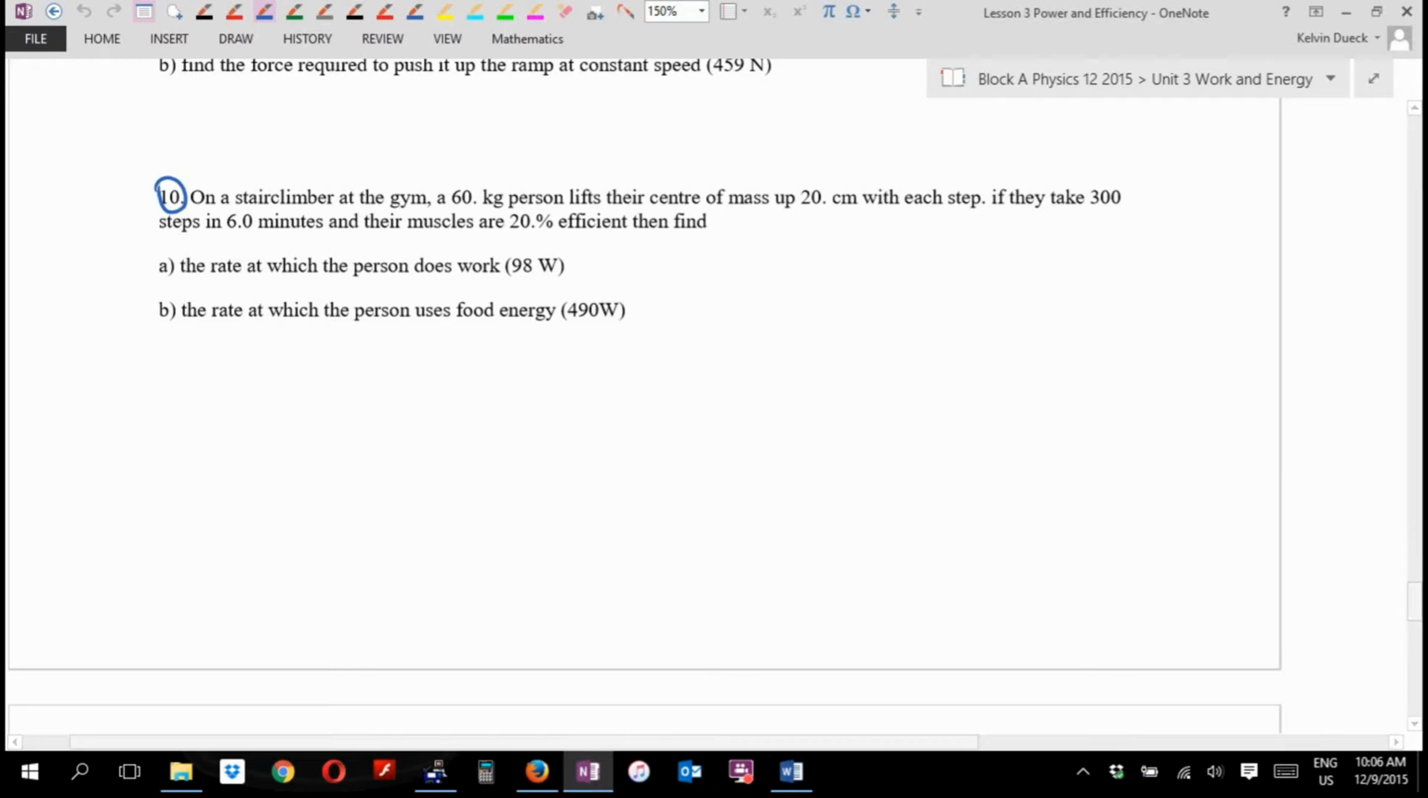Tyler, what is part A? Now, part A says the rate at which the person does work. What's that really asking me? What is the rate at which we do work? The definition of power. Power. So the first thing I would say for part A is, well, power, my formula sheet says, is work over time.